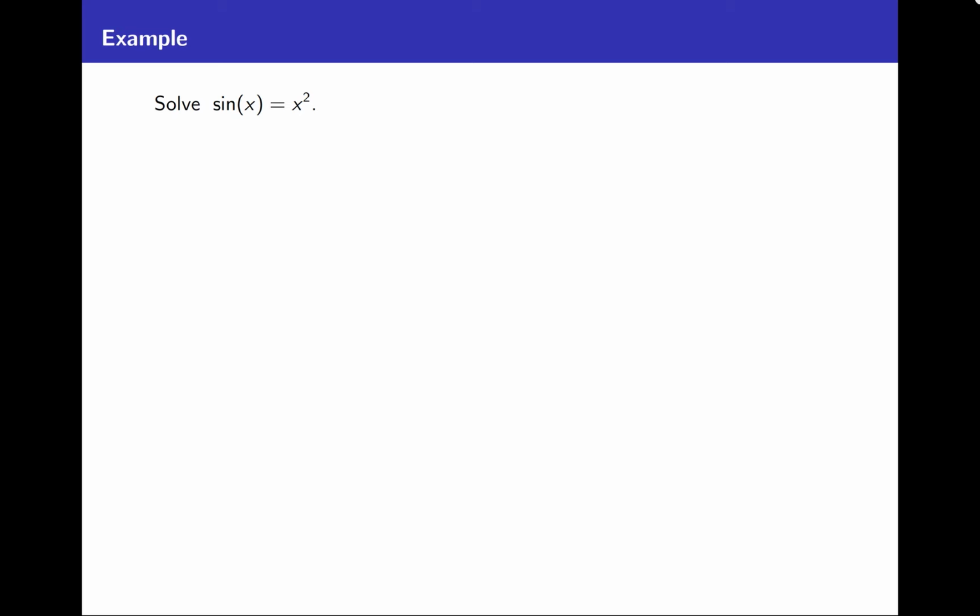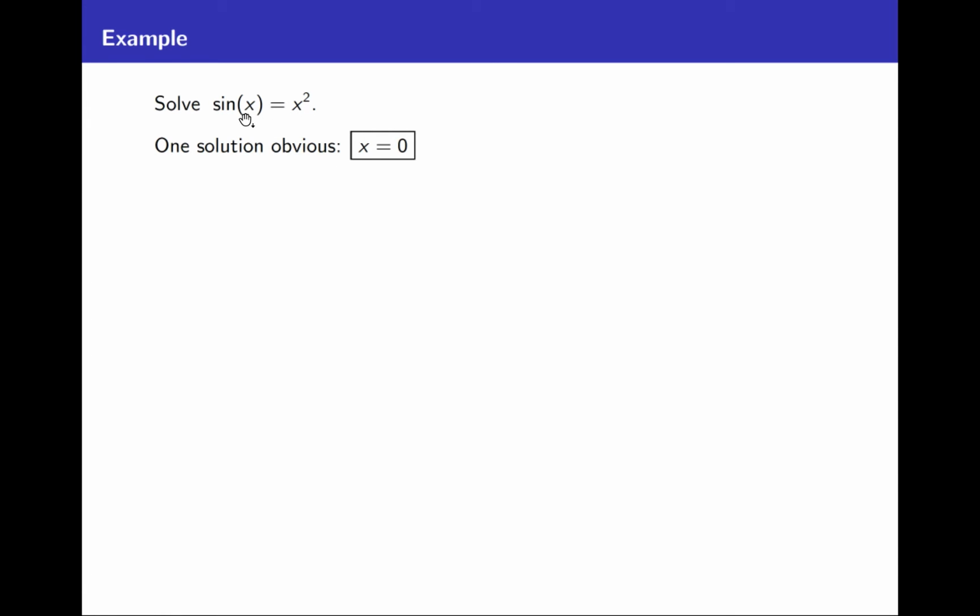For our next example, let's solve the equation sine of x equals x squared. We want to find its solutions. Just looking at this, you can probably see right off the bat one solution that's easy to find. It's x equals 0. Sine of 0 equals 0, and 0 squared equals 0. So x equals 0 solves the equation. That's one obvious solution. We got that not by using Newton's method or any other technique, but just by looking at the equation.